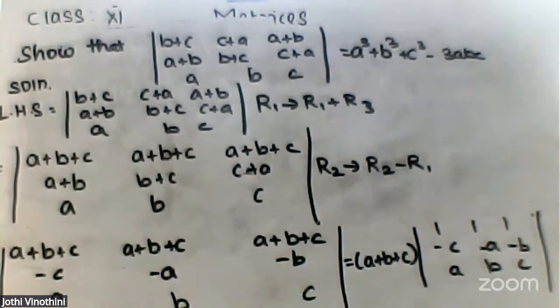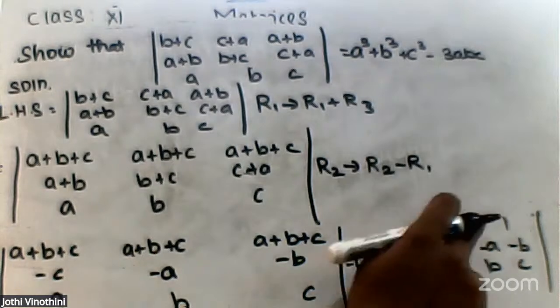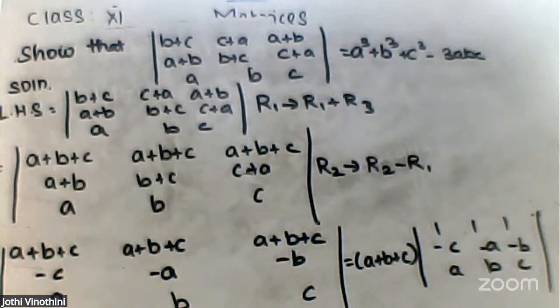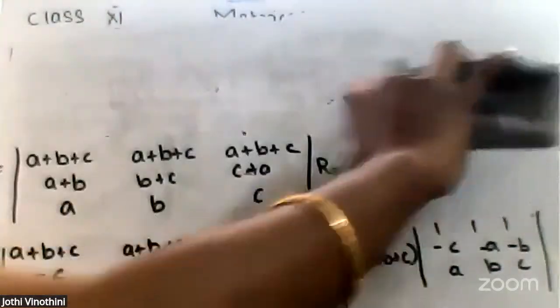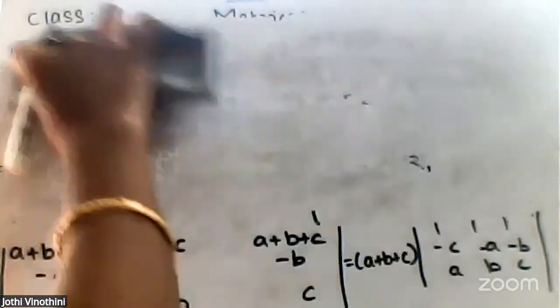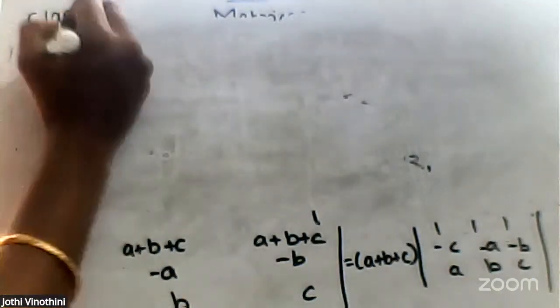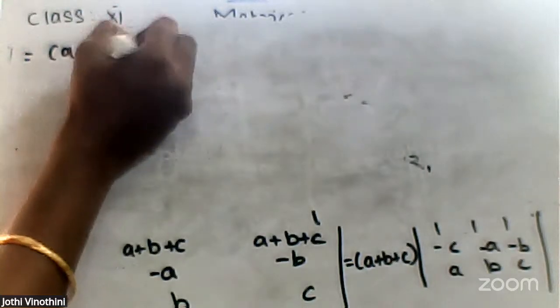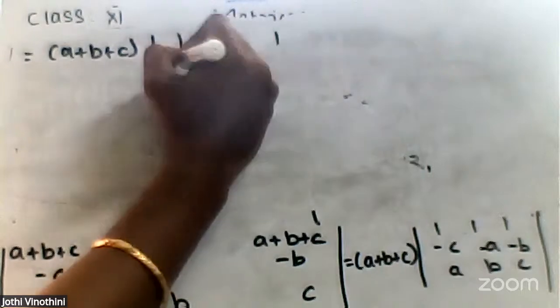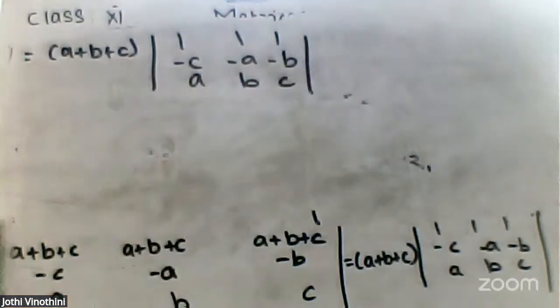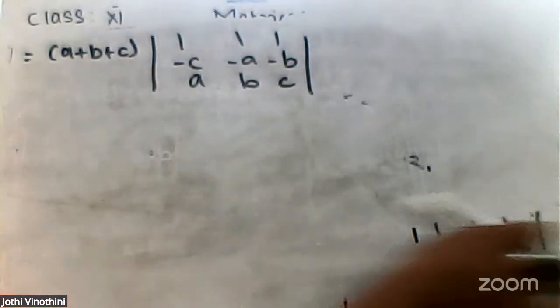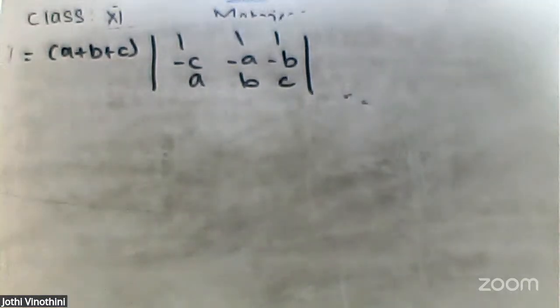Right. So what is the next step? The next step is we are going to expand the determinant by first row, right? Shall we do that? Yes. So for that I am writing the first thing here. A plus B plus C multiplied by the matrix row 1, row 2 and row 3. Okay. I am clearing the other parts. So we are going to expand this determinant by first row.